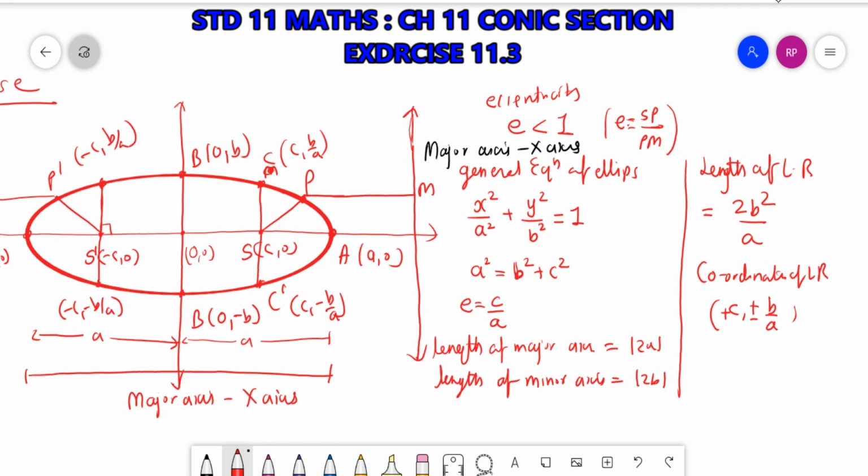The coordinates of the latus rectum will be plus minus c and plus minus b by a, whereas the length of the latus rectum will be 2b square by a. Let's take it as modulus, or else it will be 2b square by a. Clear? So this was about the length of the latus rectum. Remember, here we have taken the major axis as the x-axis. So now note down the length of the latus rectum and the coordinates of the latus rectum.